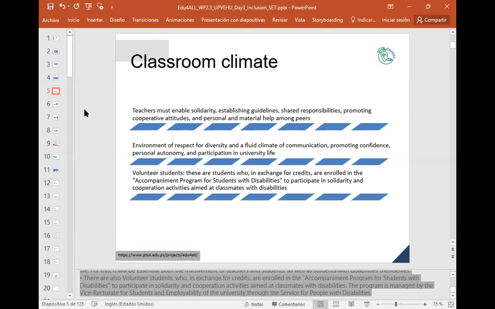There are also volunteer students, who, in exchange for credits, are enrolled in the accompaniment program for students with disabilities to participate in solidarity and cooperation activities aimed at classmates with disabilities. The program is managed by the Vice Rectorate for Students and Employability of the university through the Service for People with Disabilities.